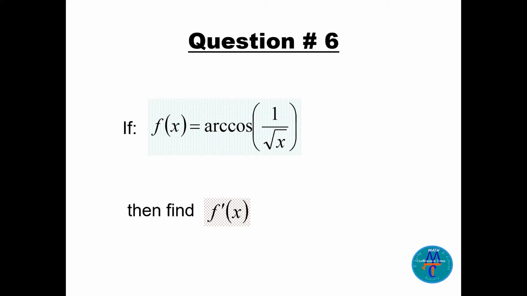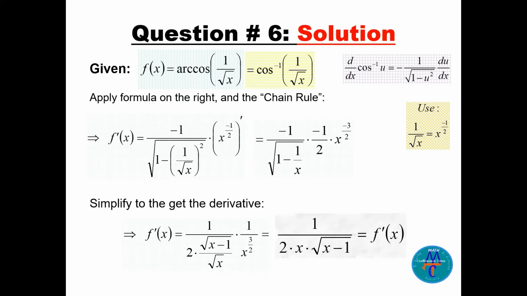Question number 6 is not difficult. We have a function, arc cosine of 1 over square root of x. Let's find only the derivative f prime of x. That's easy. Now we know arc cosine is the same as inverse cosine of 1 over square root of x. So we have to use this formula for the derivative.